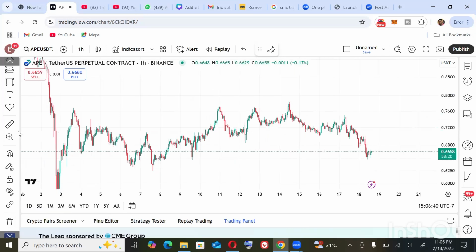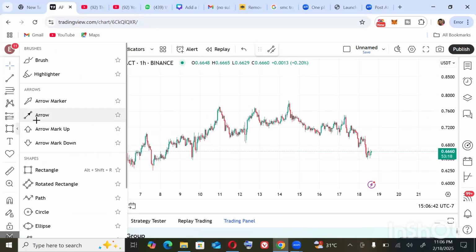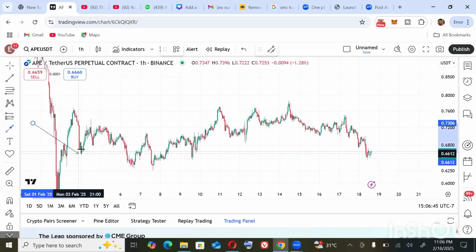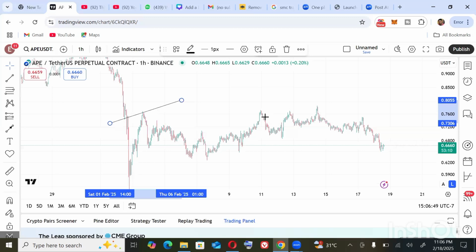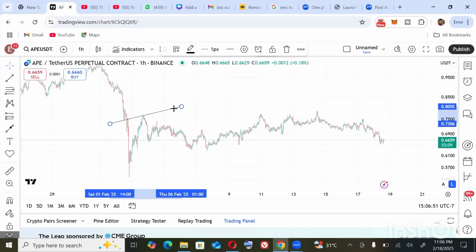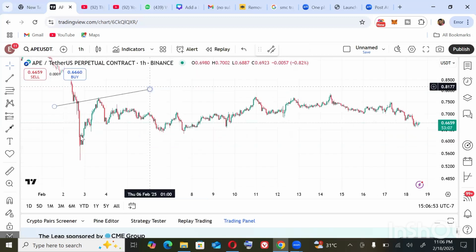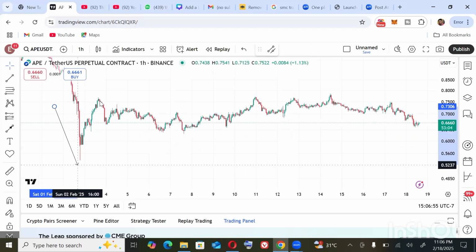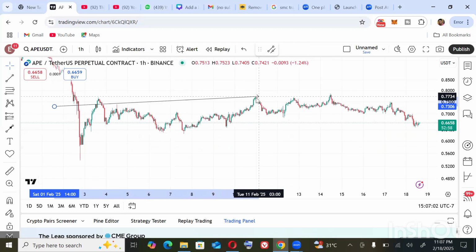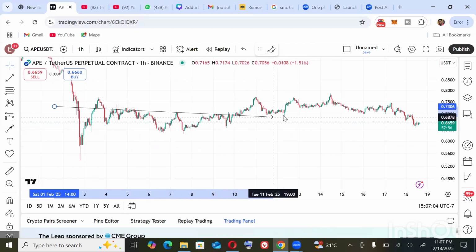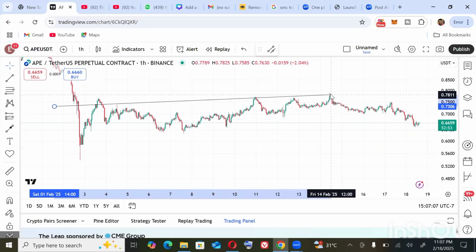Now, let me use my arrow tool. Now, this is a low. We made a low somewhere around here. Zoom this. All right, this is a low. Price made a low here and made a high. Made a higher low, made an equal high. And eventually we made a higher high.